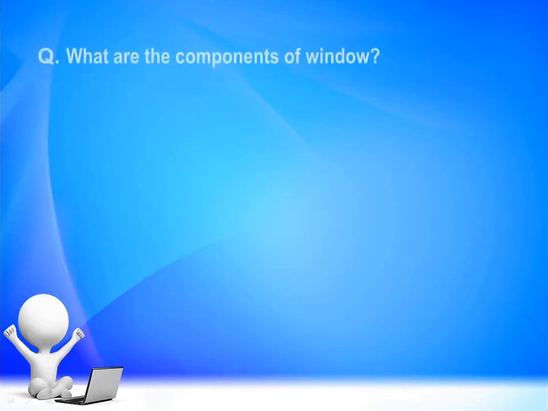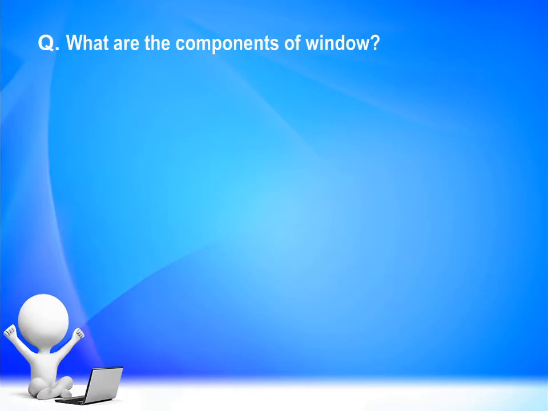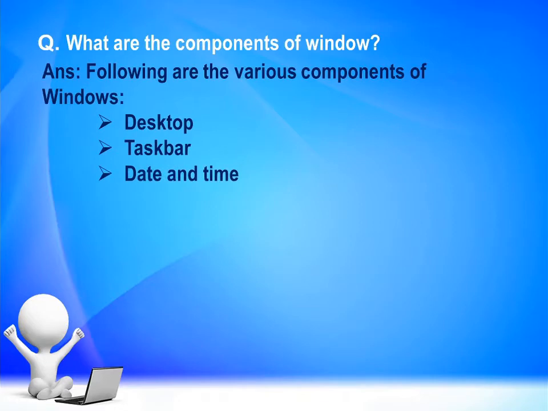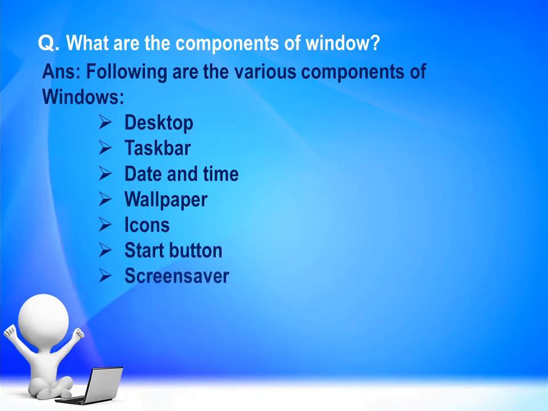Now next question is, what are the components of Windows? The answer is, following are the various components of Windows. They are desktop, taskbar, date and time, wallpaper, icons, start button and screensaver.